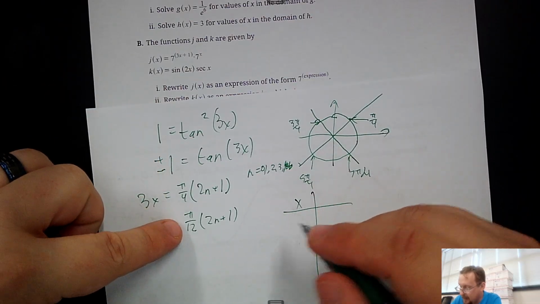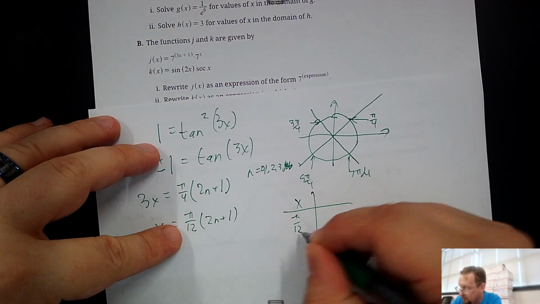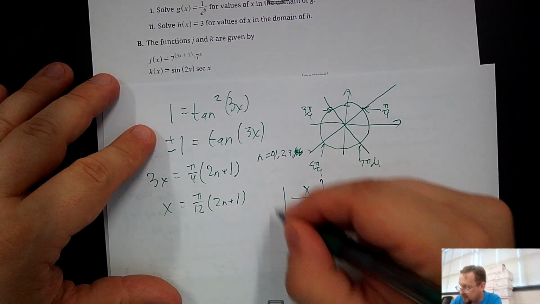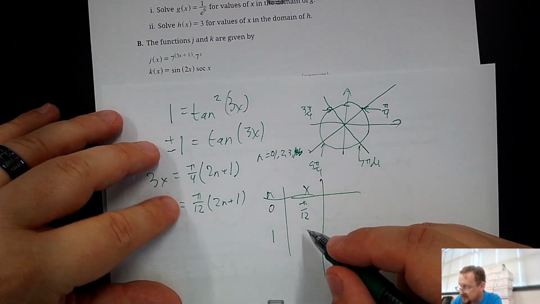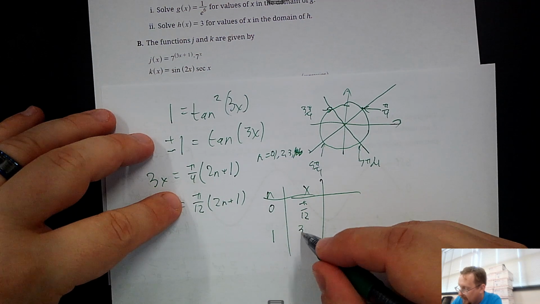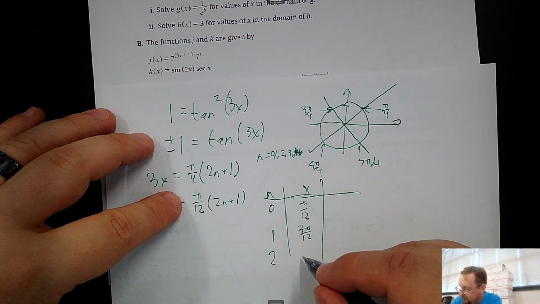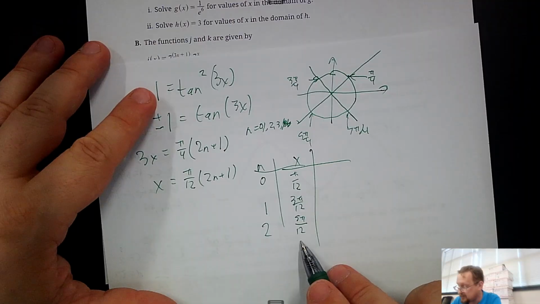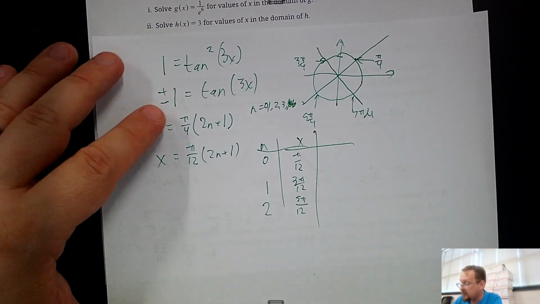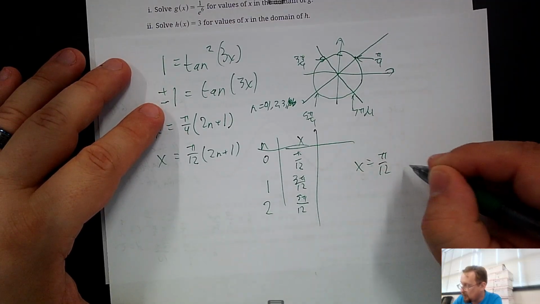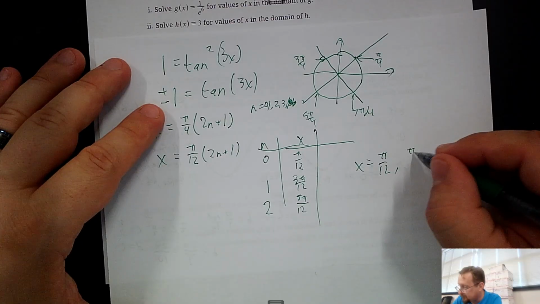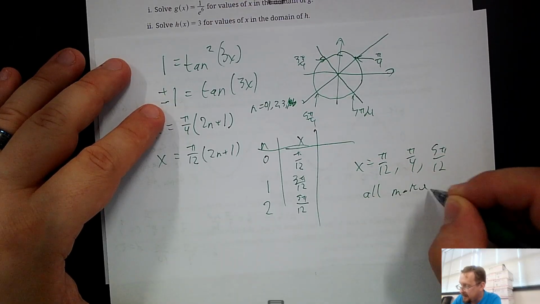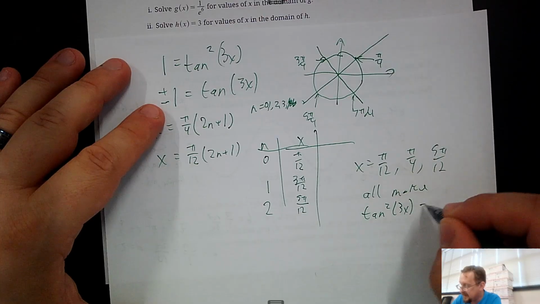Okay, so n is 0, that's pi over 12. n equals 1 is going to be 3 pi over 12, and I won't simplify it yet. Okay, and then n equals 2 is going to be 5 pi over 12. That's still less than pi over 2, and I think that's it. The next one will be 7 pi over 12, and 7 over 12 is more than a half. So I'm supposed to simplify: x equals pi over 12, pi over 4, and 5 pi over 12 all make tangent squared 3x equal to 1.